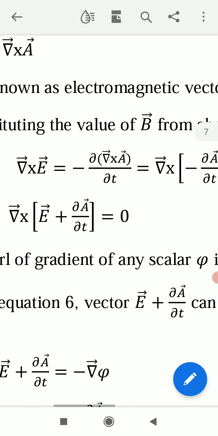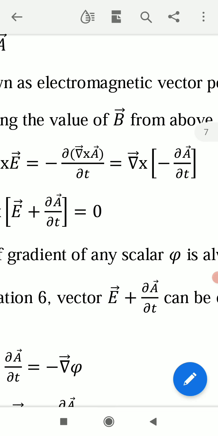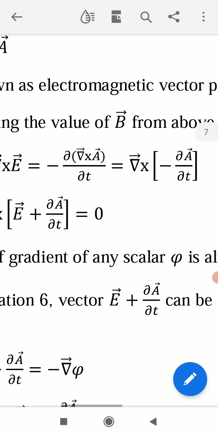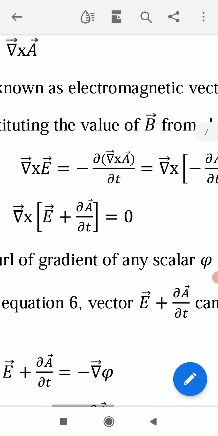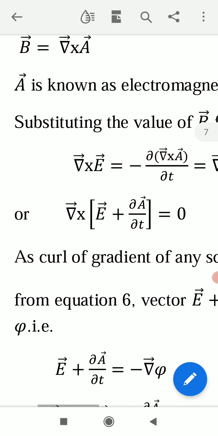This del cross is taken as common. Right hand side term is brought to left hand side, and del cross is taken as common. Then we have inside the bracket E vector plus delta A upon delta T equal to 0. Del cross (E vector plus delta A vector upon delta T) equals 0.